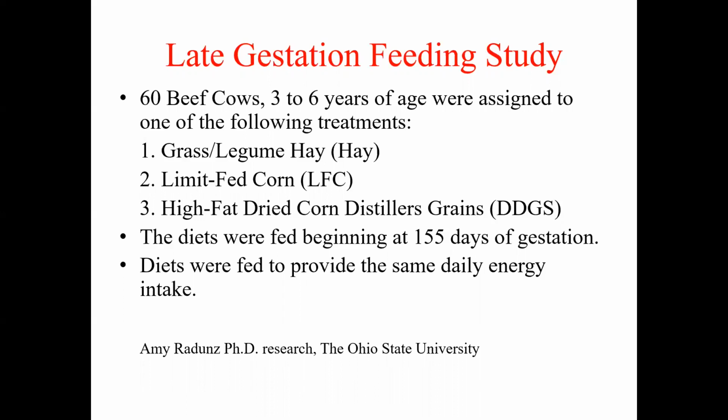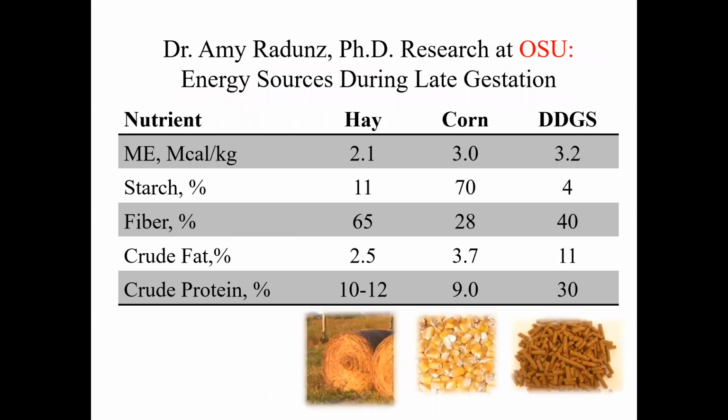During gestation, they were fed either a grass legume hay, limit-fed corn, or a high-fat dried distillers grains. The diets were fed beginning at 155 days of gestation, and they were provided at levels that provided the animal the exact same level of daily energy intake.